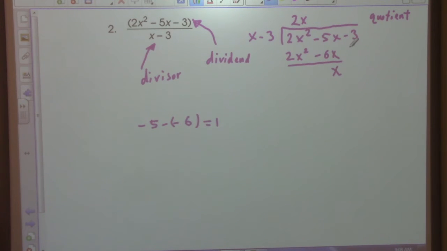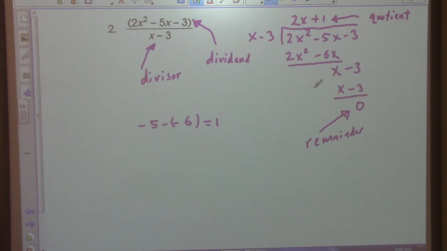So now, we bring down negative 3. So wouldn't it be 1? And then we divide, what's x divided by x? 1, so that's going to be plus 1. Then 1 times x minus 3, we're just going to get x minus 3. So what is going to be our remainder? Yeah, this is our remainder. It's x minus 3 times 1. And so now we have what our quotient is, right?